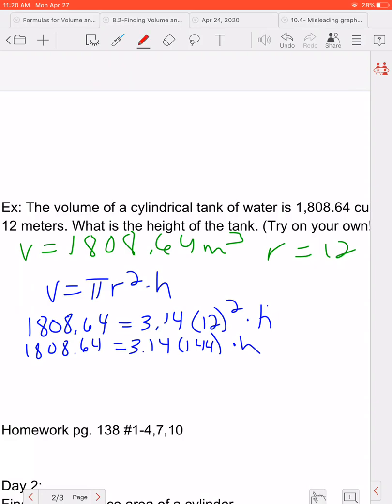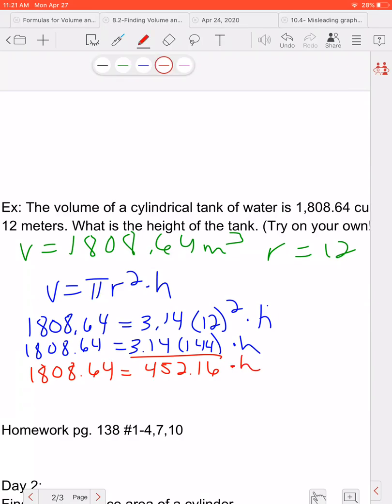So we have 3.14 times 144, because 12 times 12 is 144. So we're going to do 1808.64 equals 452.16, so we did 3.14 times 144, times h. Now we're going to divide both sides by 452.16 to get h by itself.